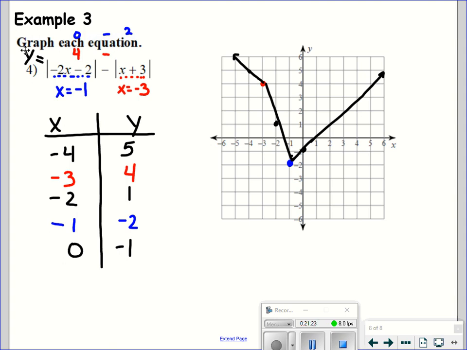So you can see we get kind of a neat little bendy graph. Well, not bendy, that's not a good word. But it makes a couple of turns instead of just one. It's not just one V-shaped graph.